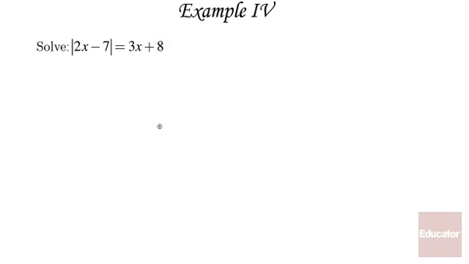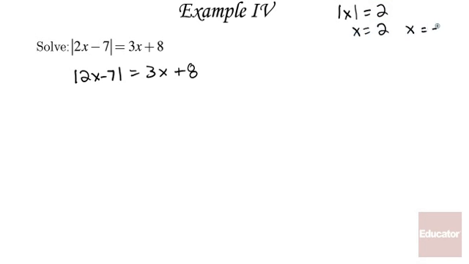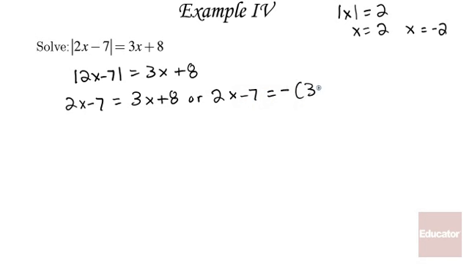Okay, another absolute value expression. This time the absolute value is already isolated on the left. Looking at this, it looks more complex, but we just use the same logic we did with the simple case. If the absolute value of x is 2, x equals 2, or x equals negative 2. So I do the same thing here. I get rid of the absolute value bars, and this is my positive permutation. And then I also have 2x minus 7 equals negative 3x plus 8.